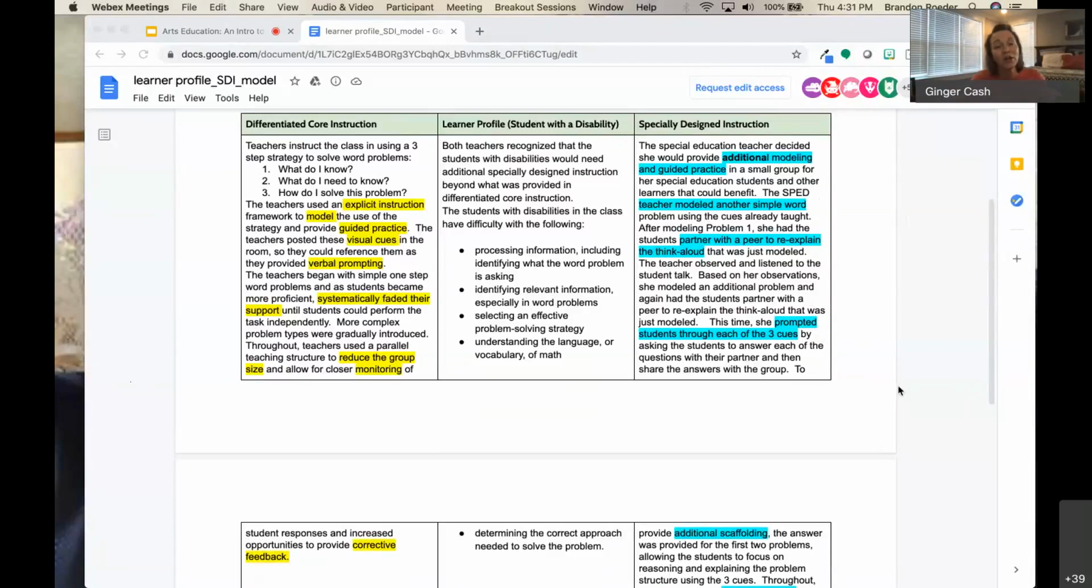And that's where you all help us with that first part around the differentiated core. You tell me the standard, that's what you have the specialty in. I can talk to you from that point of view about the student with a disability, and then together we build the specially designed instruction.